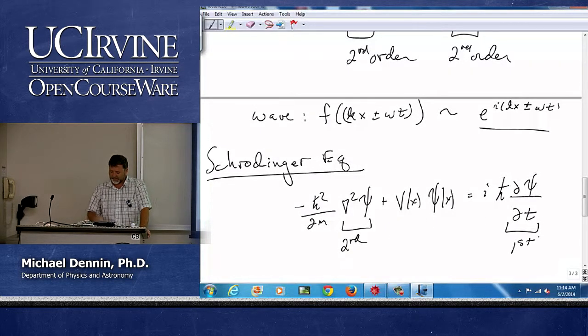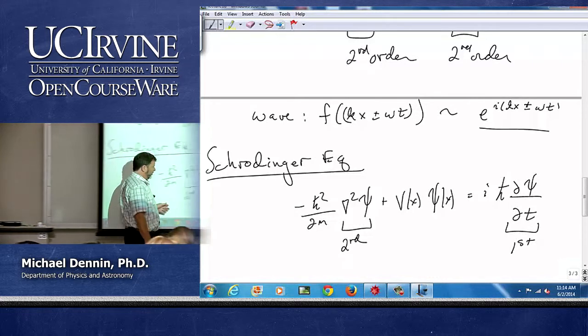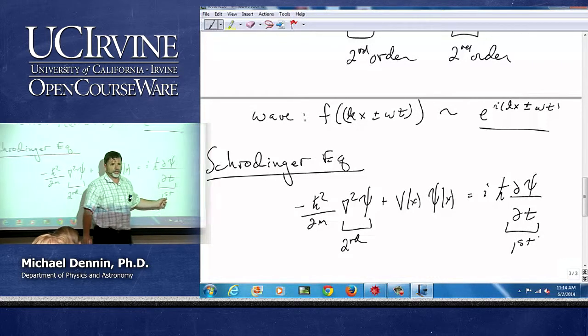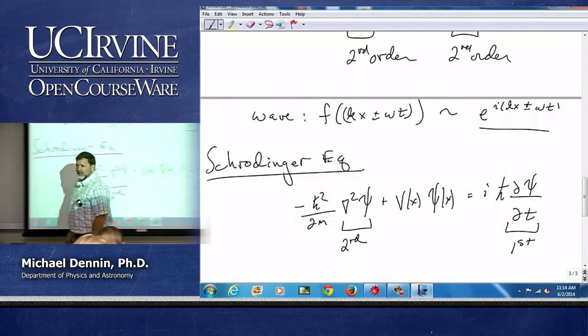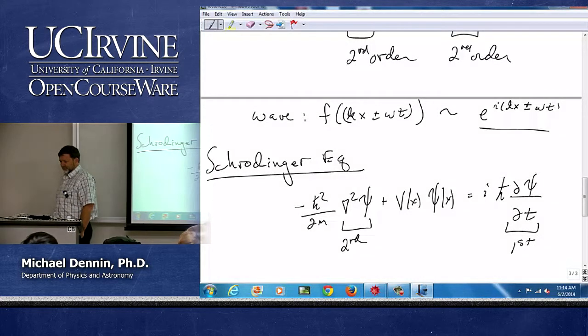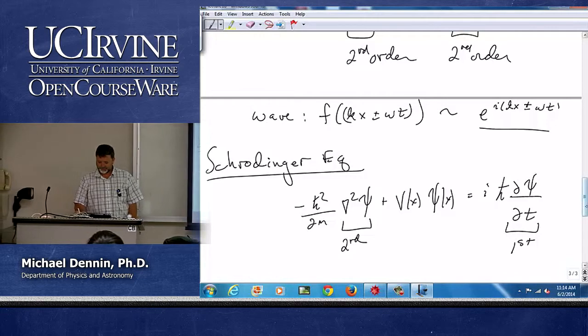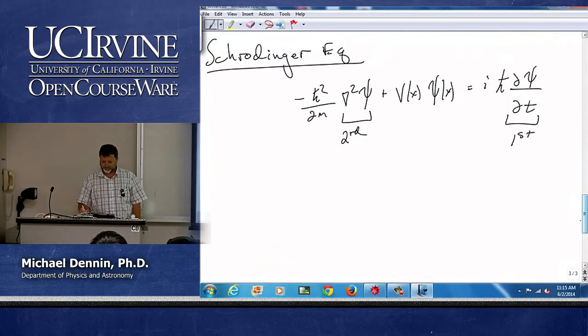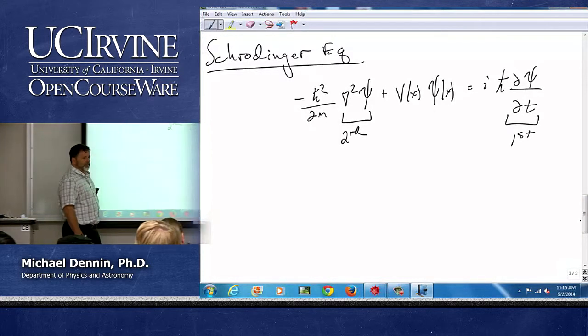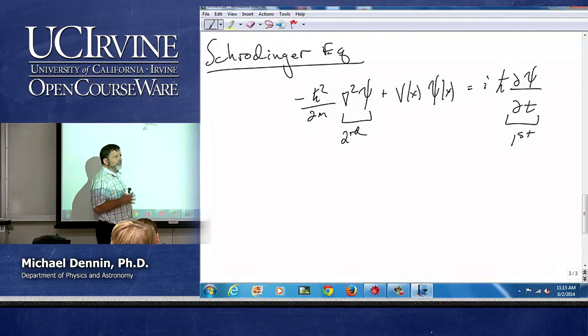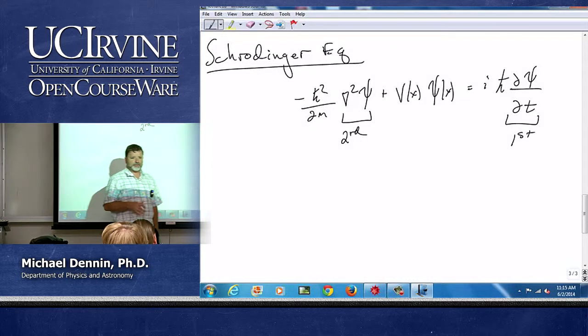So why do I call this a wave equation? We just said that second order in space, first order in time is a diffusion equation. Why is this a wave equation? No, it's not the potential energy that does it to you. It's a concept that we've used multiple times in this course.